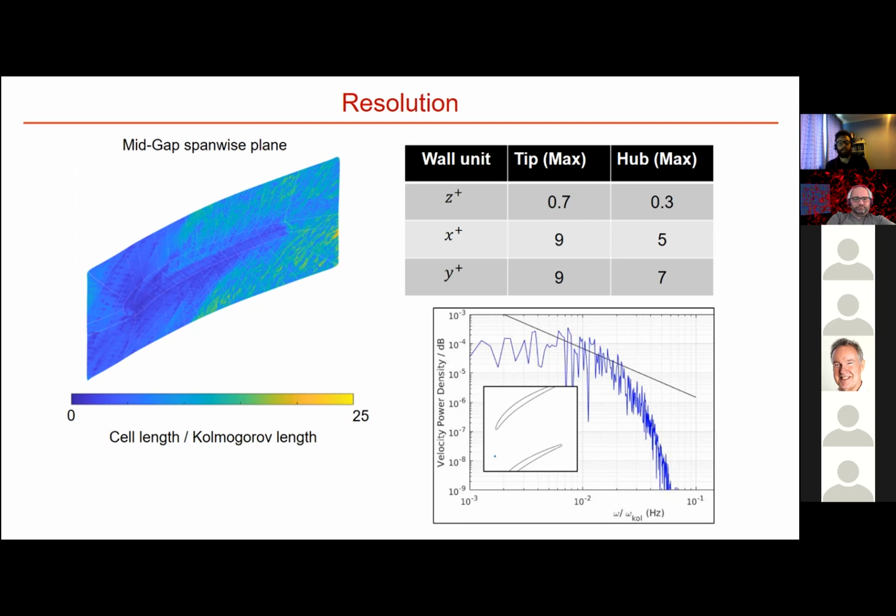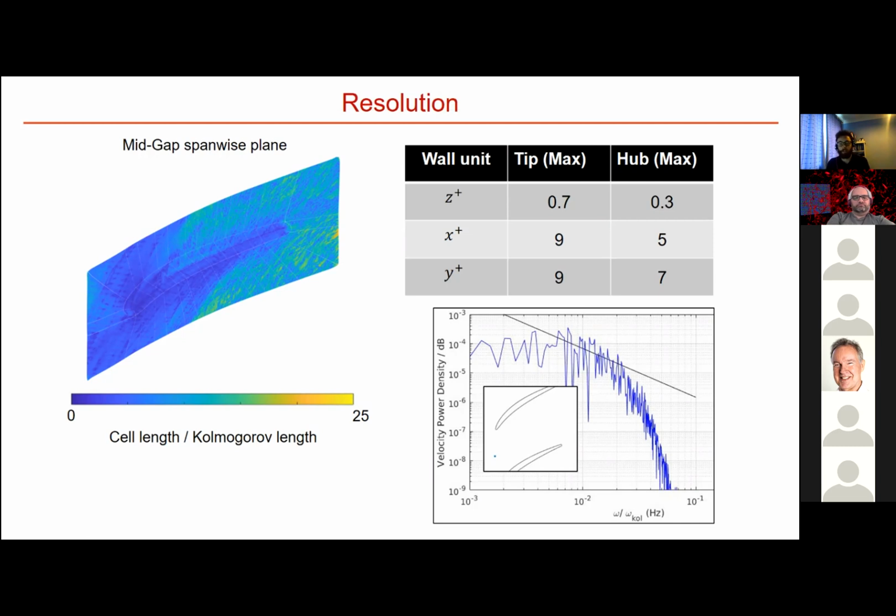Here you can see a contour of the ratio of cell length to Kolmogorov length in the middle of the gap. Most of the tip region is kept to values between 1 and 10. Regions of higher ratio are present in the passage flow where the mesh size is larger. The wall unit for both the hub and the tip is the Z direction, and as you can see from the table, the wall units in this direction are kept below 1. In the X plus and Y plus direction, the wall units are kept below 10.